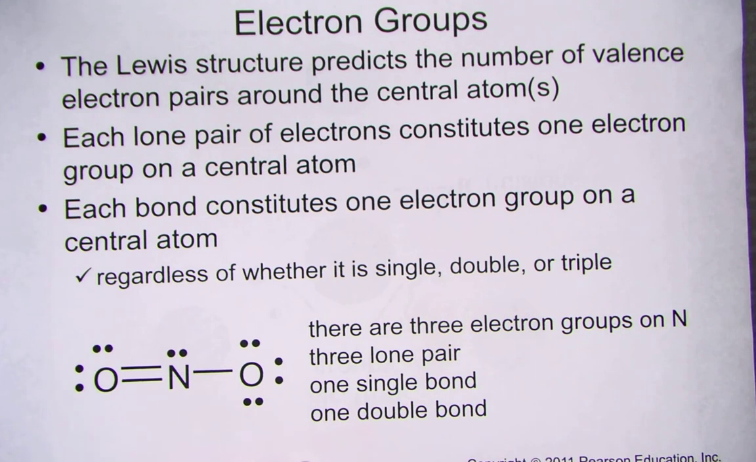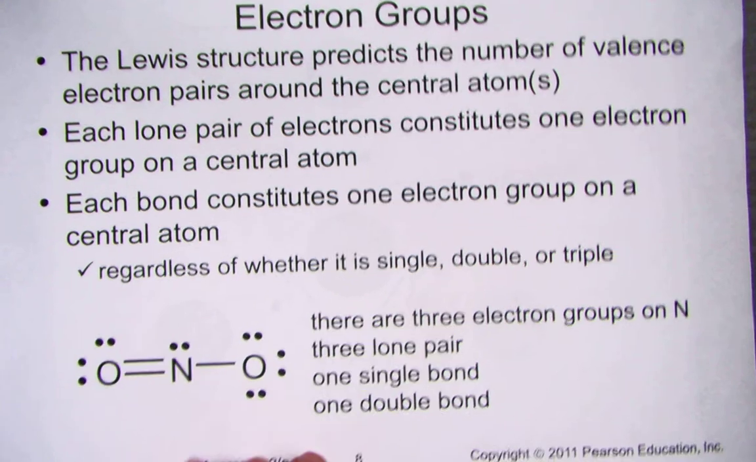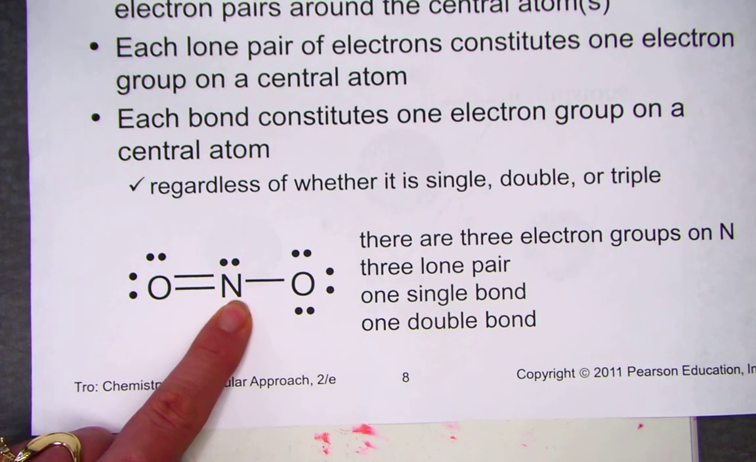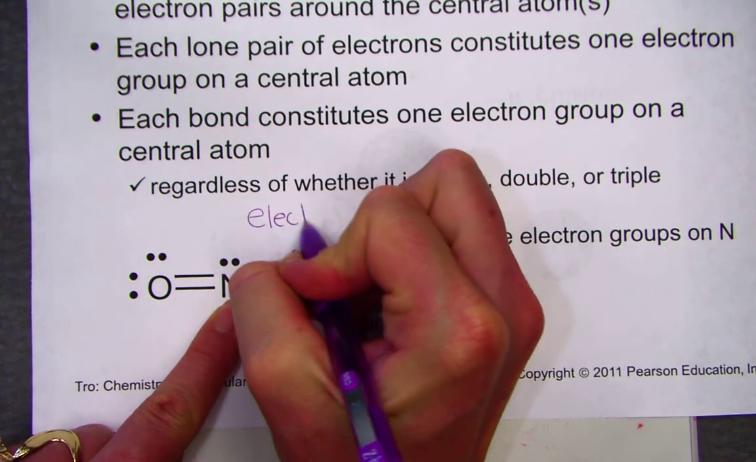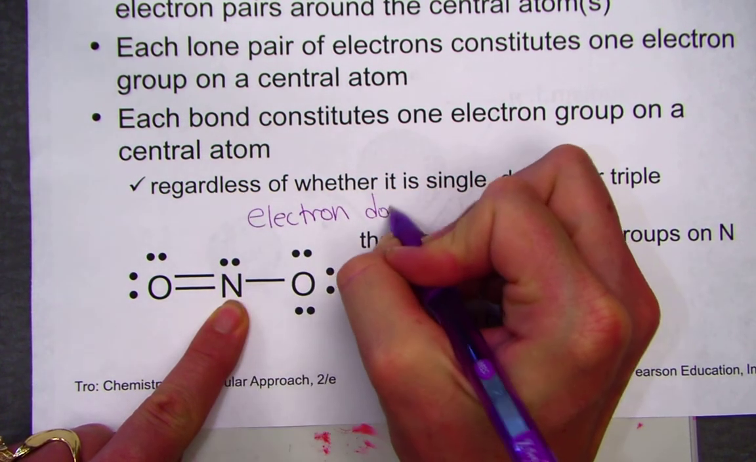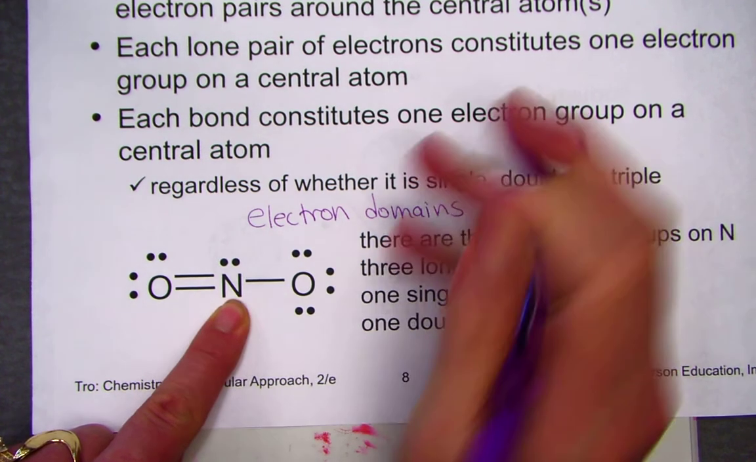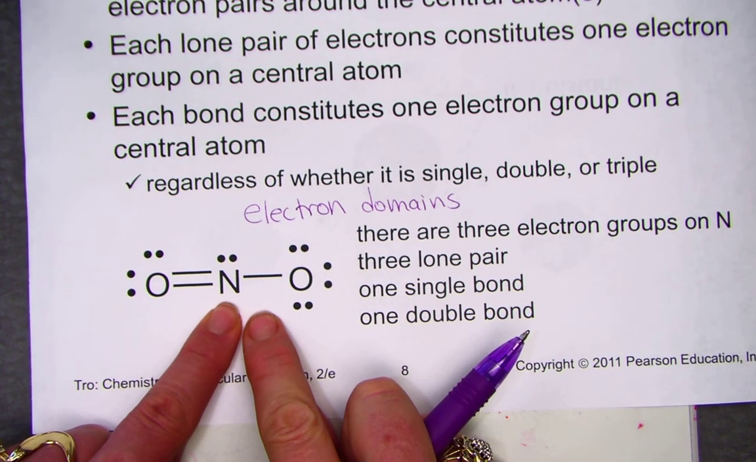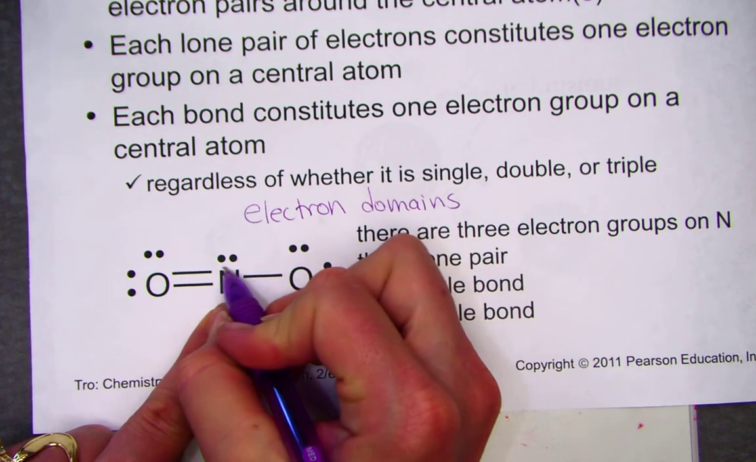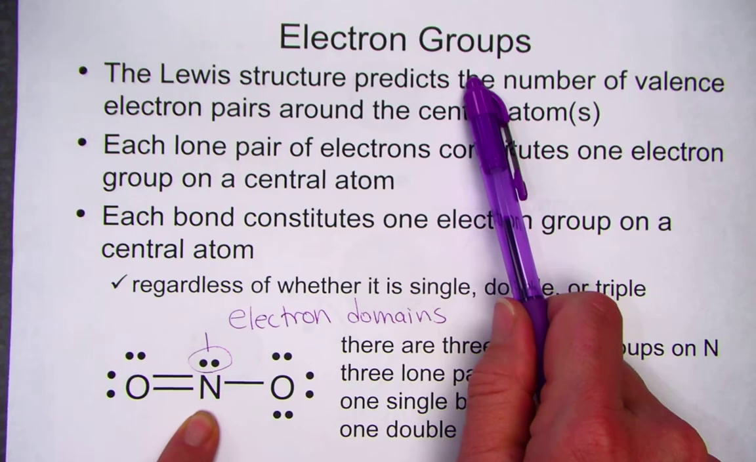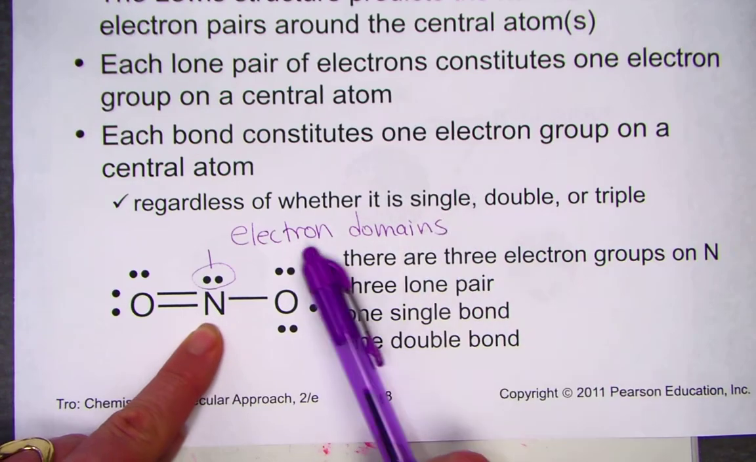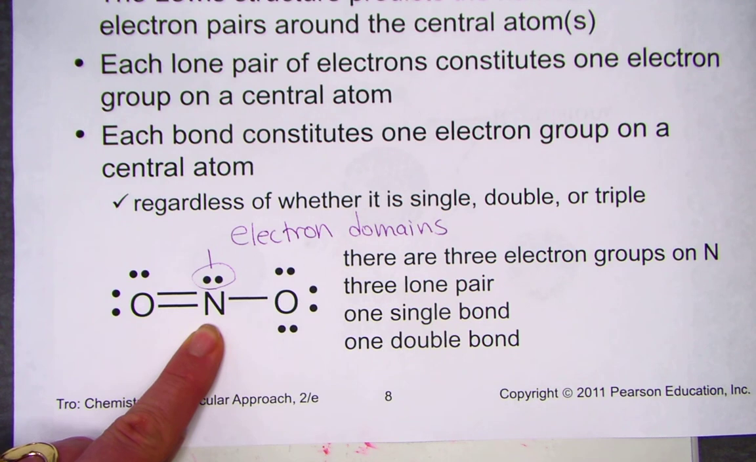Each bond constitutes one electron group on a central atom, regardless of whether it's a single, double, or triple. So here's what we've said. If this is the central atom, nitrogen, we call these electron domains, which is the correct vocabulary. How many electron domains are on the central atom, nitrogen? Well, the lone pair on top of nitrogen counts as one electron group, as our text calls them. Most texts call them electron domains. That's what you'll hear me say.